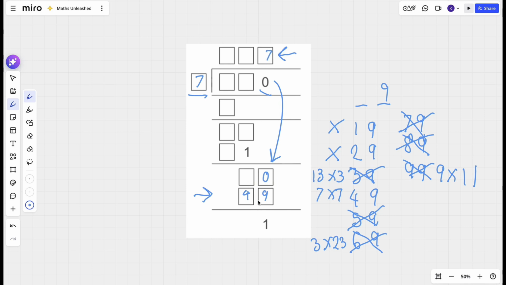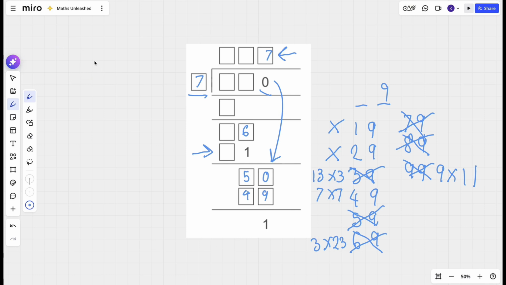So something take away 49 is equal to 1. This must be 50. So now we already know 6 of the digits. The next thing we know is that this number take away this number gives us a 5. This means this must be a 6. We also know that this number must be a multiple of 7 because 7 times the second digit of the quotient gives us this number.